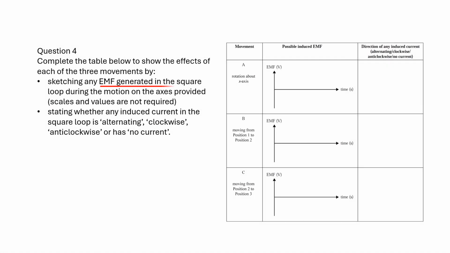Sketch the EMF generated in the square loop during each motion on the axes provided, but scales and values are not required. State the direction of the current induced as alternating, clockwise, or anti-clockwise. If no current is induced, no current should be written.